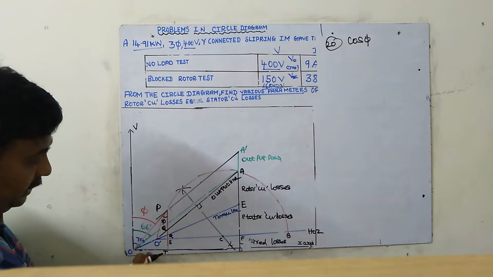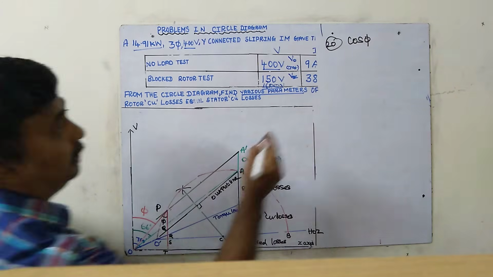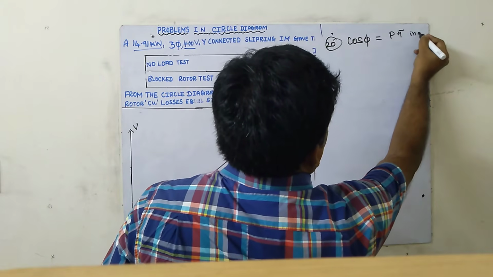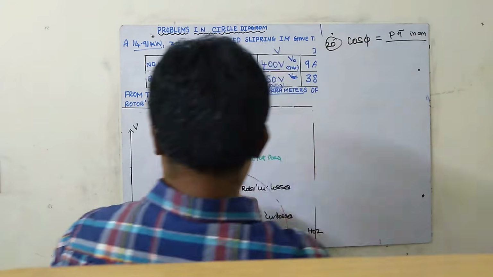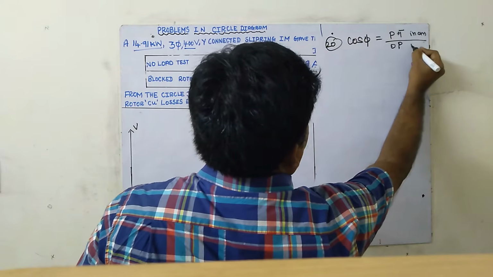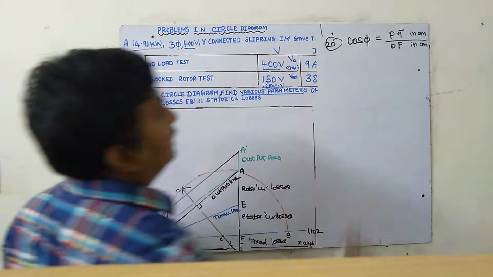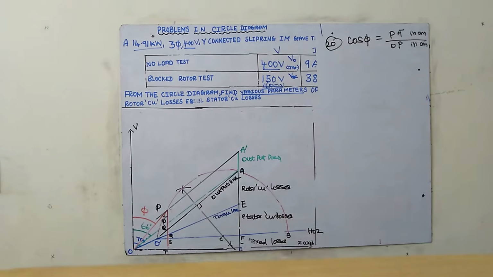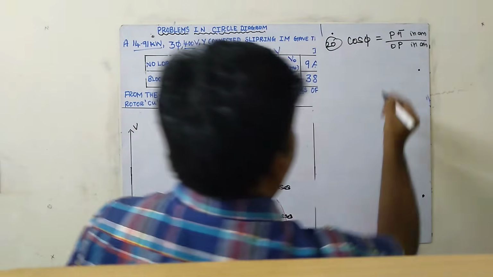If this is the opposite side, this is the adjacent side. So cos phi equals PT in centimeter divided by OP in centimeter, the hypotenuse. That is sufficient: PT in centimeter, then OP. So PT divided by OP. What value are we getting? PT I am getting 5.2, divided by OP.